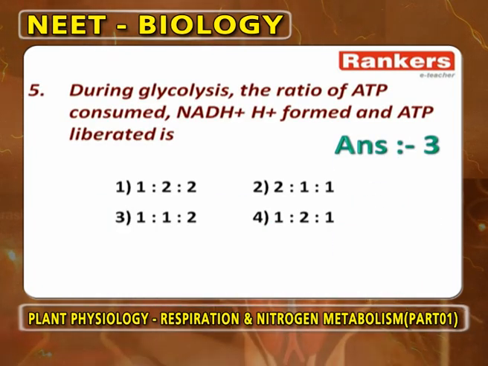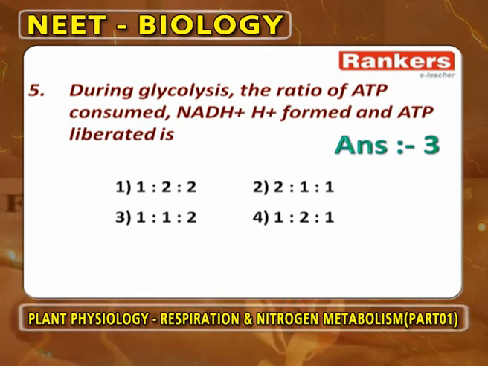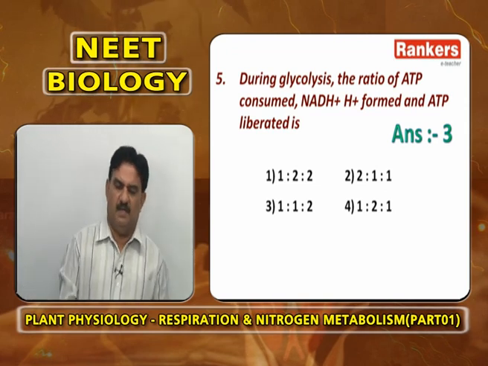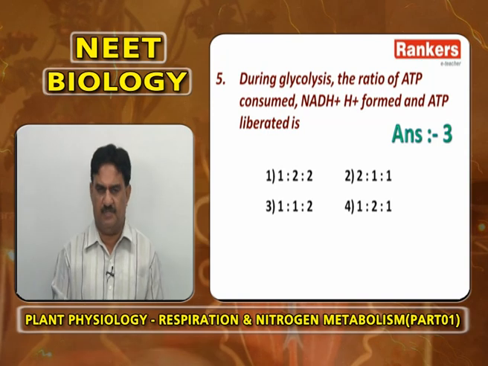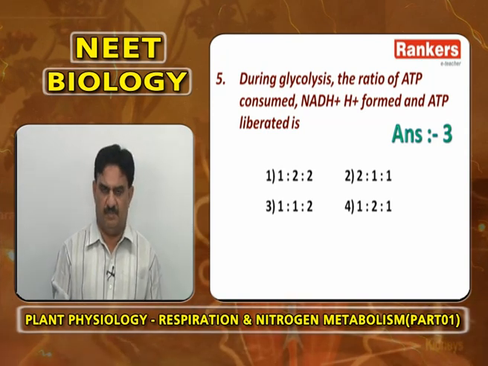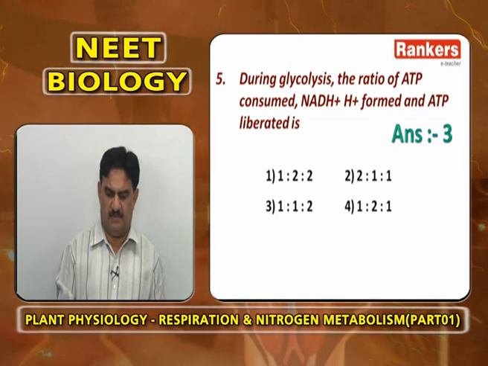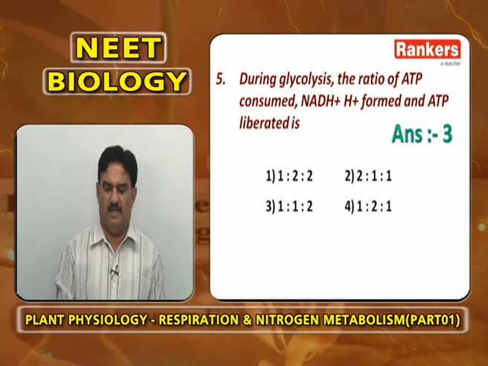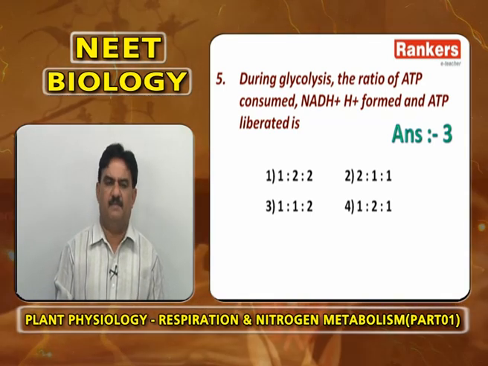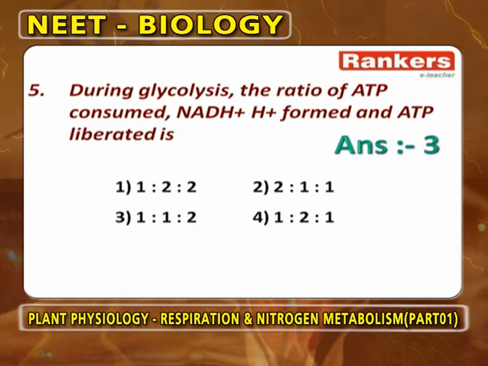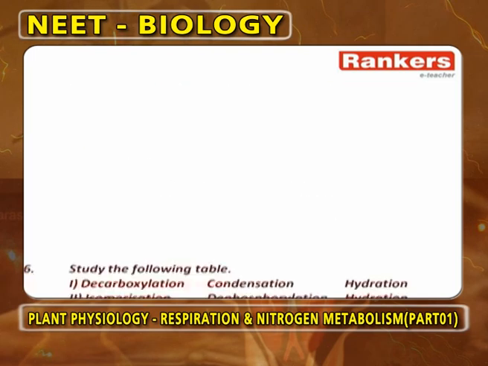During glycolysis, the ratio of ATP consumed, NADH2 formed and ATP liberated. ATP consumed is 2, NADH2 formed is 2, ATP formed is 4. So 2:2:4, which is 1:1:2. So during glycolysis, the ratio of ATP consumed 2, NADH2 formed 2, ATP liberated 4, 2:2:4, that is 1:1:2. So the third option will be for this.